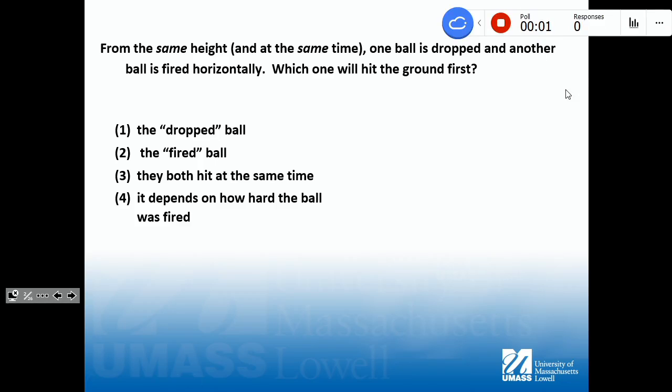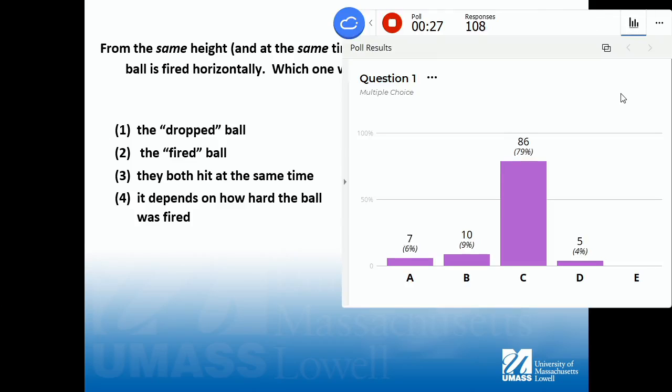Okay, from the same height, at the same time, one ball is dropped, another ball is fired horizontally. Which one will hit the ground first? Good, that is appropriate. They both hit the ground around the same time.